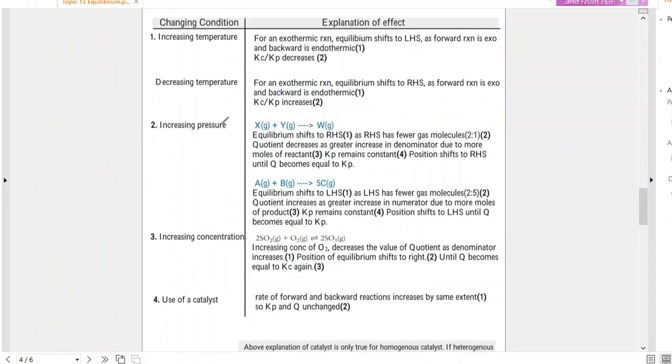Now increasing pressure. So 1 mole of X gas, 1 mole of Y gas, 1 mole of W gas. So increasing the pressure, equilibrium shifts to the right hand side, as the right hand side has fewer gas molecules. So increasing pressure favors the side with fewer gas molecules, shifts to the right hand side. So quotient decreases, yes, quotient decreases as greater increase in denominator due to more moles of reactant.